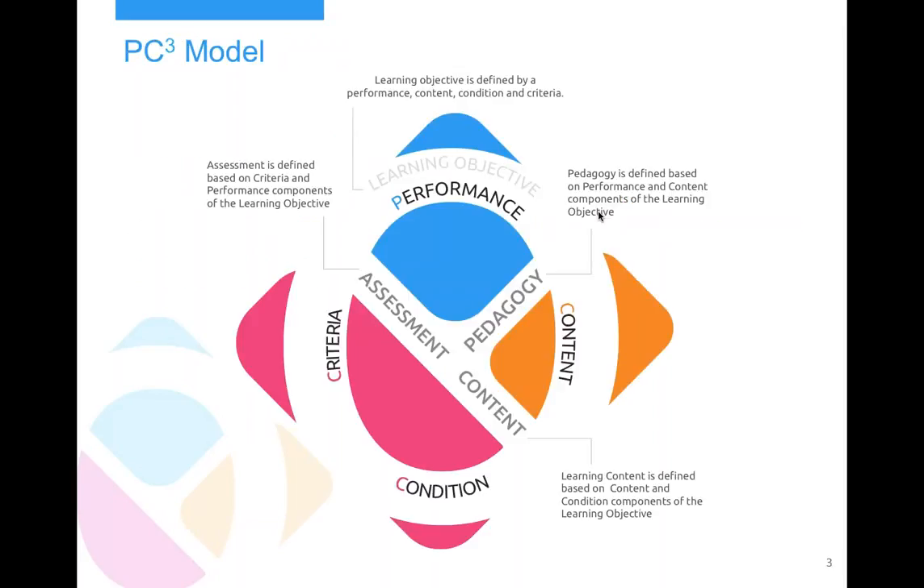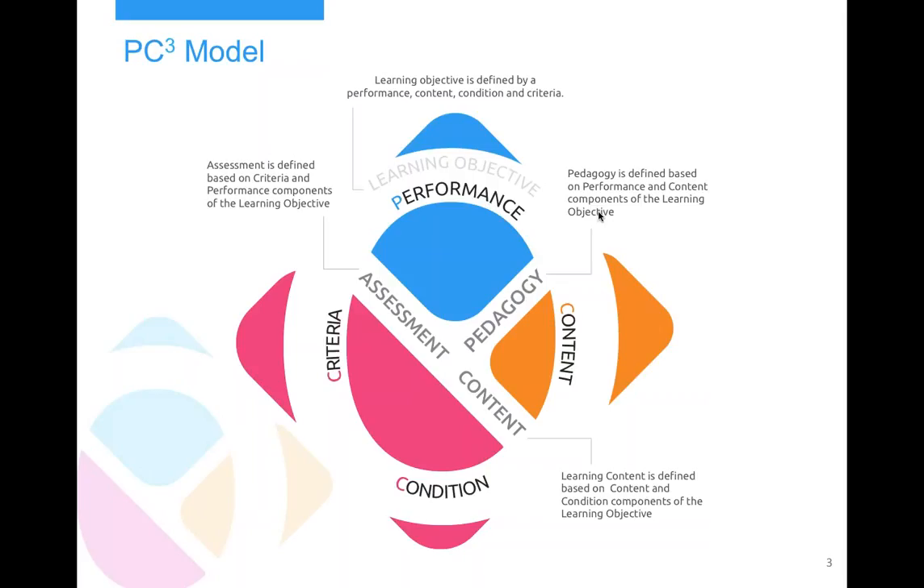So the tool is built using a theoretical model called the PC Cube model that Dr. Dalrymple and myself came up with. And it is based on a number of other existing popular models, like the models by Wiggins and McTighe, the backward design. So we drew inspiration from all of them and came up with our own model called the PC Cube, where the PC Cube stands for performance, content, condition, and criteria.